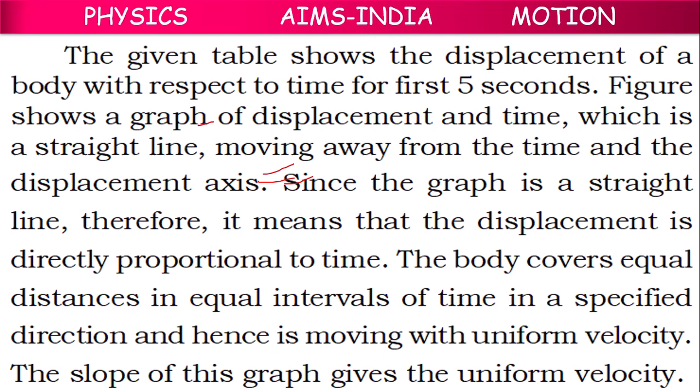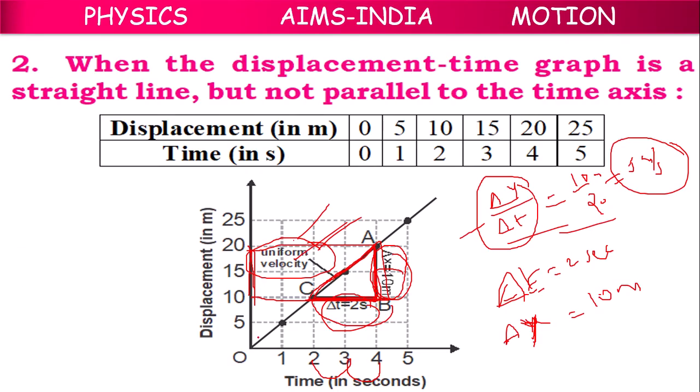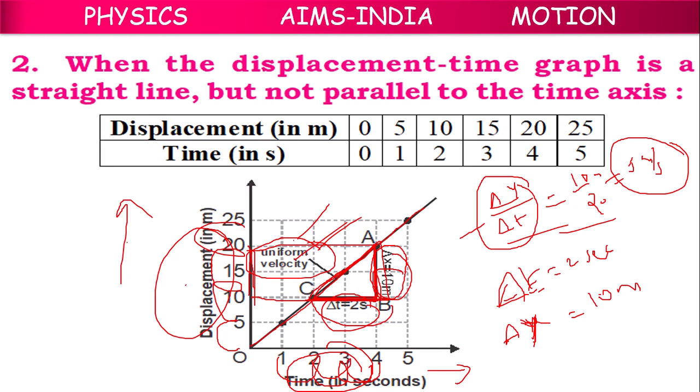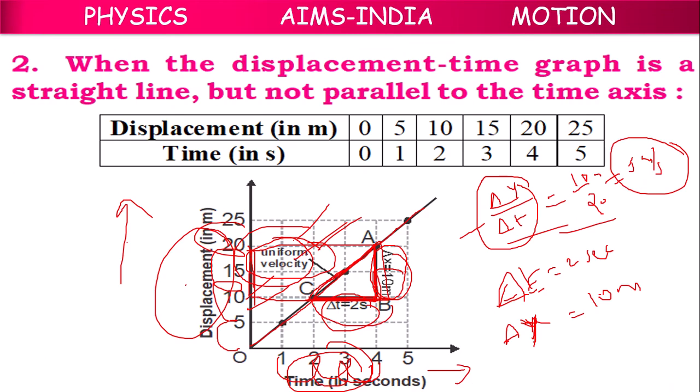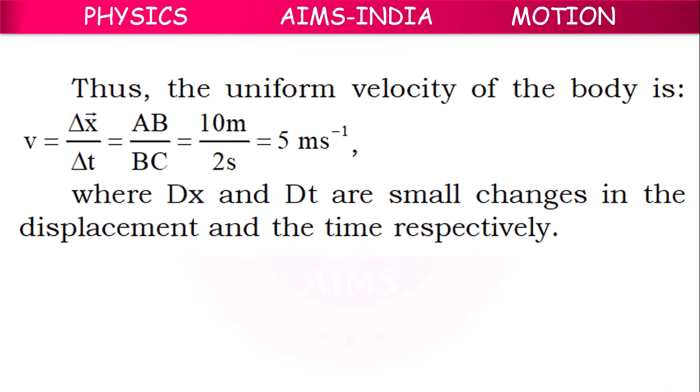As the graph is a straight line, we can tell that displacement is directly proportional to time. As time increases, displacement also increases, but in equal intervals of time, equal amounts of displacement occur. So we can say that the body is traveling with a uniform velocity. Whatever we have said now is also given in the form of text, but there is no need for it, as we have already explained the concept.